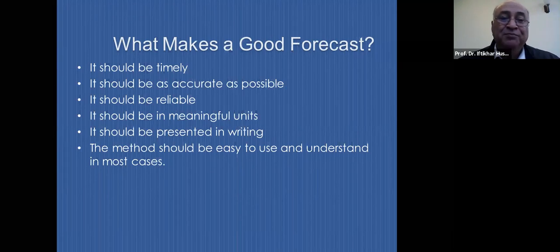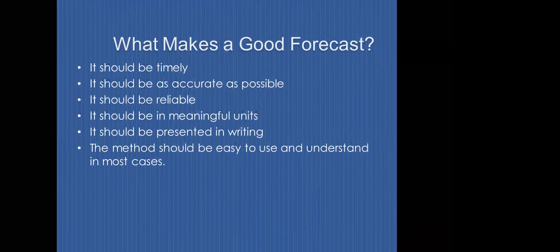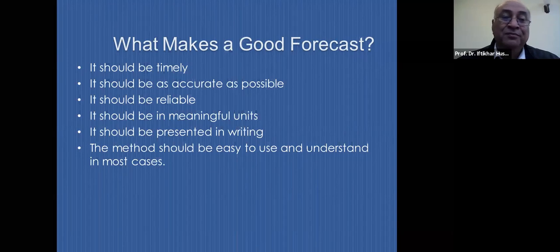Then it should be presented in writing. Obviously, you must have the forecast in a written form. Verbally, if you go verbally, obviously you'll be lost somewhere. You may not remember what you actually said initially, and then what is produced could be more, it could be less. So obviously it should be in written form. The method should be easy to use and understand in most cases.